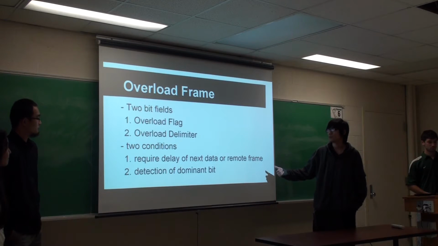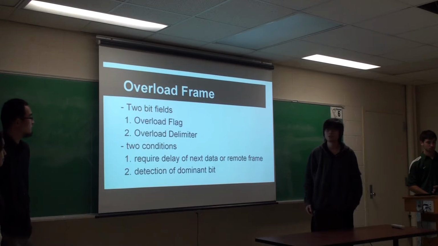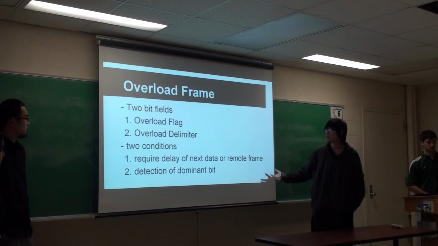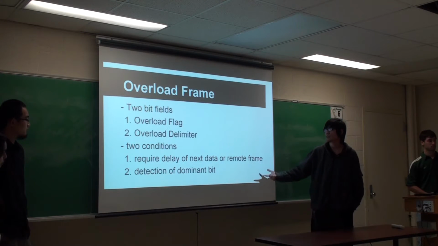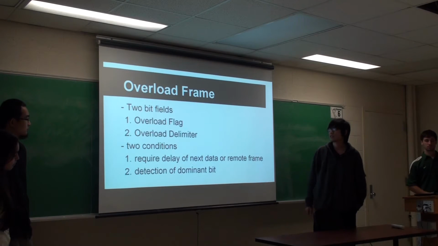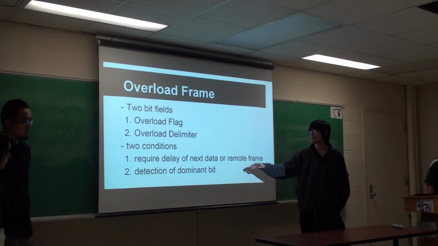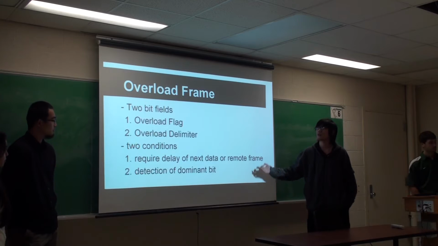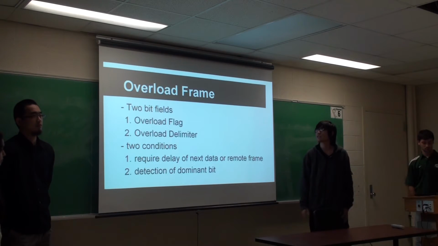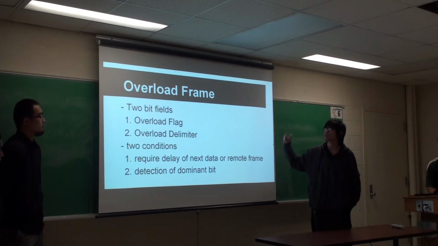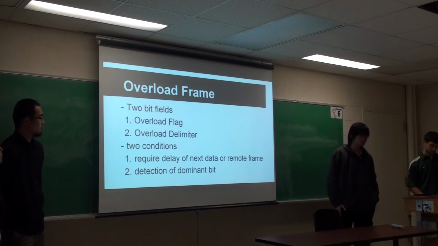And there are 2 conditions to make the overload flag happen. The first one is when finishing transmitting one piece of data and before starting the next one, there needs to be a delay for the data and the remote frame. The second one is during the intermission, when we need to detect a dominant bit, which is 0. So all of these 4 frames work together, making sure the process of the data transfer goes well and goes right.